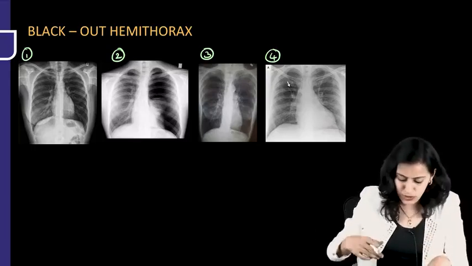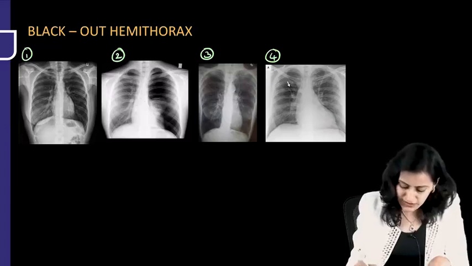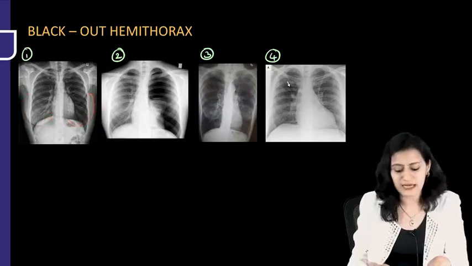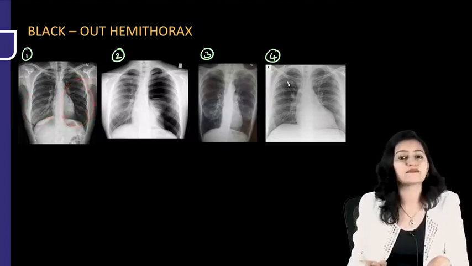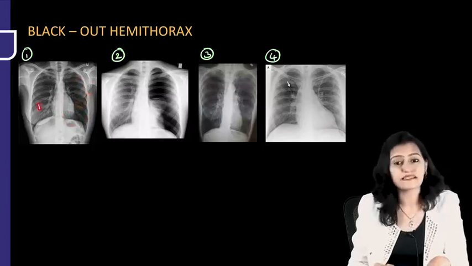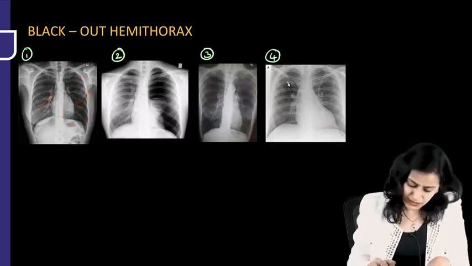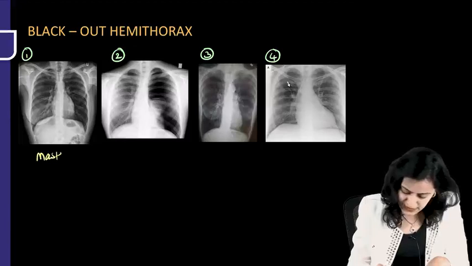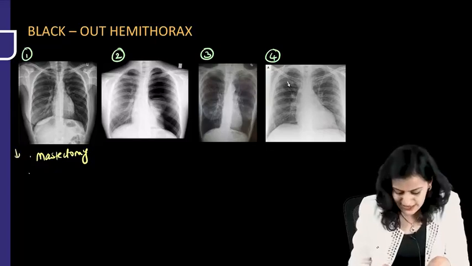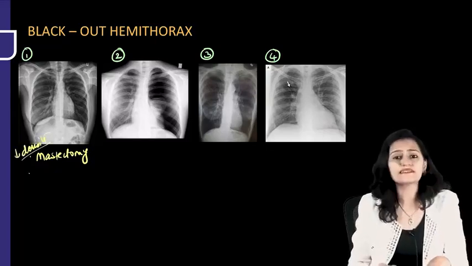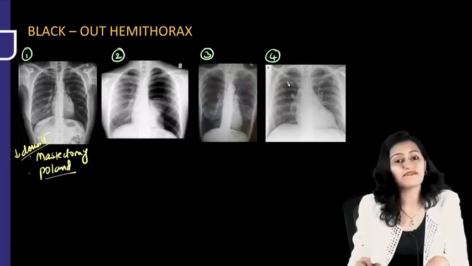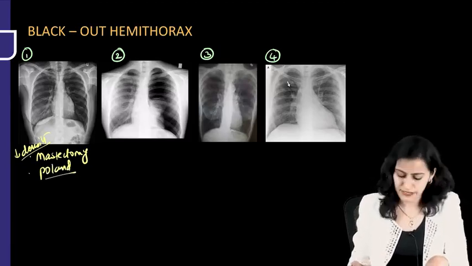So here in this image, look at this image here. We see the right breast shadow. The left breast shadow is not seen, suggesting that left mastectomy has been done. So look at how the black lung, the left lung, is appearing more black as compared to the right lung. So mastectomy is one of the causes of blackout, or basically any cause of decreased density. So one is mastectomy. The next is Poland syndrome, where we have congenital absence of pectoralis major.